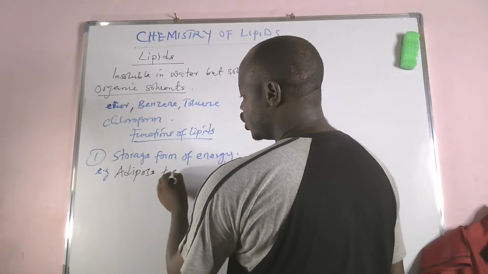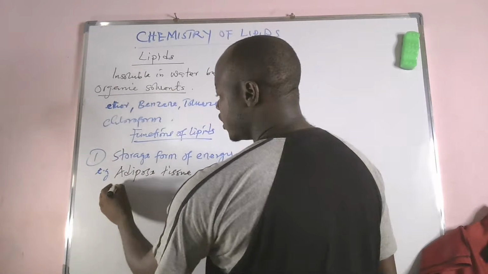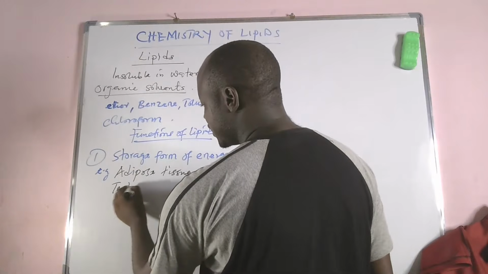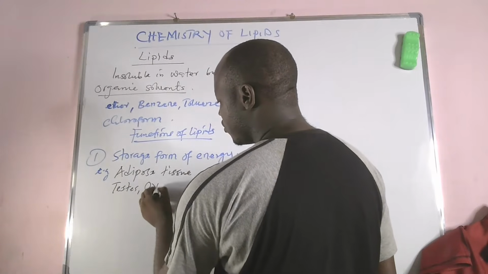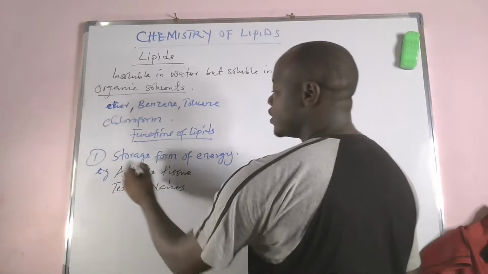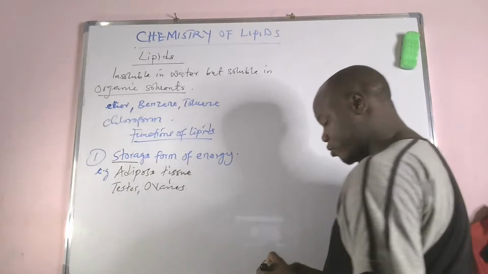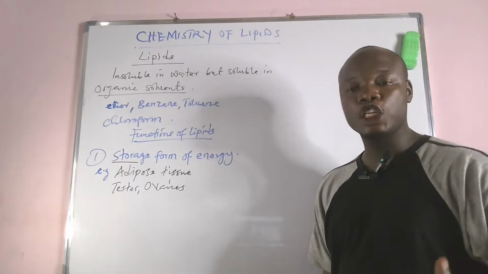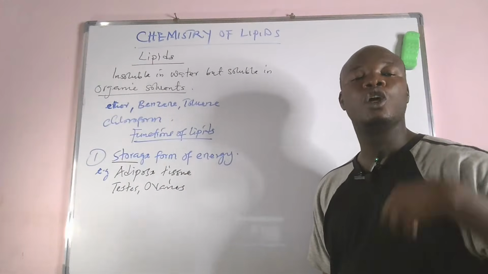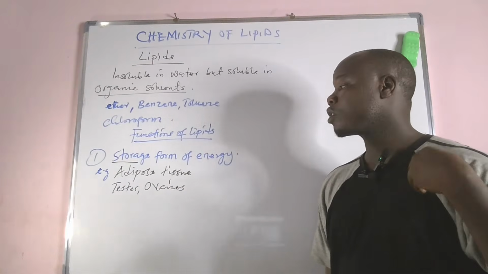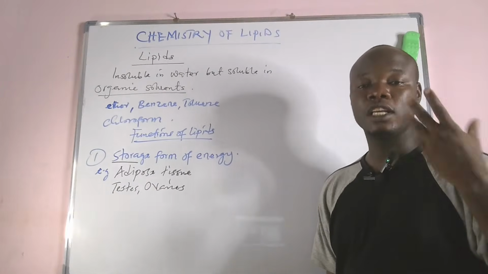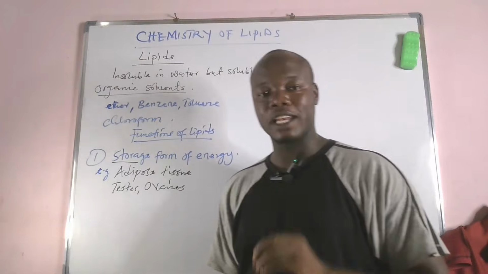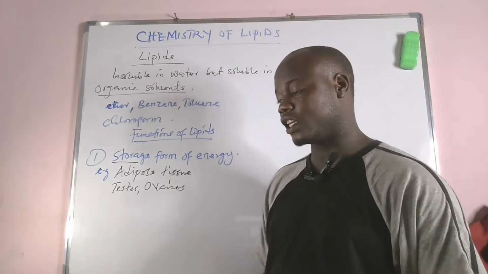Adipose tissue, that is one. Then number two, Modesta said we have testes and ovaries. So it is actually classified as a storage form of energy because it is only used to produce energy in our body when carbohydrate is fully exhausted. So that is when we utilize lipid for energy generation.